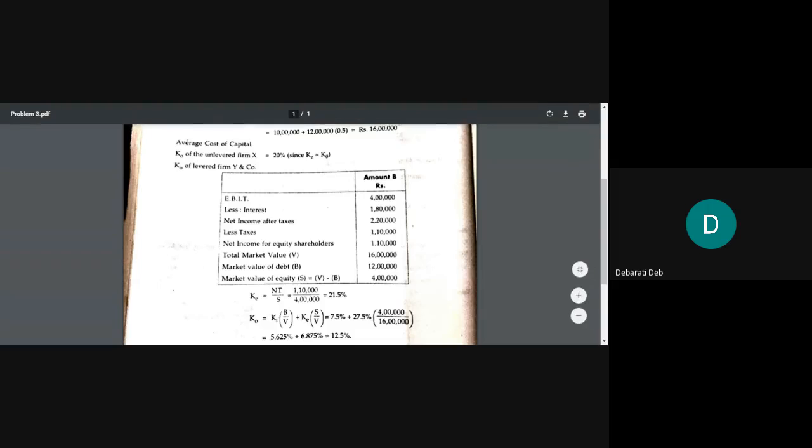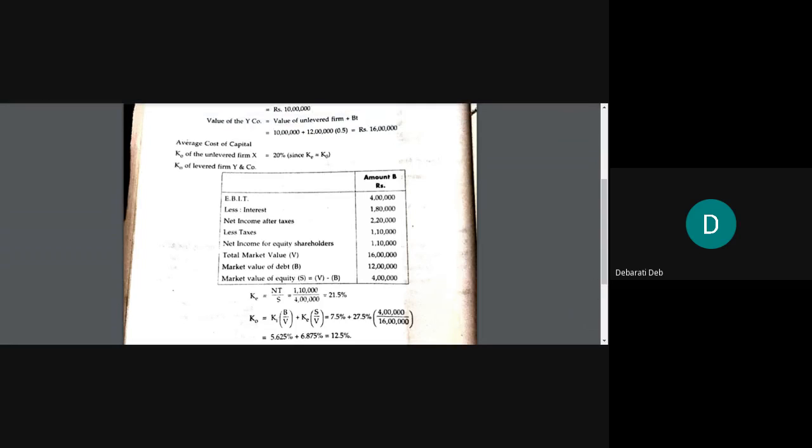Then you give the heading average cost of capital. We'll do it tomorrow, okay? This much for today only. I will do it tomorrow and finish up this sum. Okay. Bye-bye then.